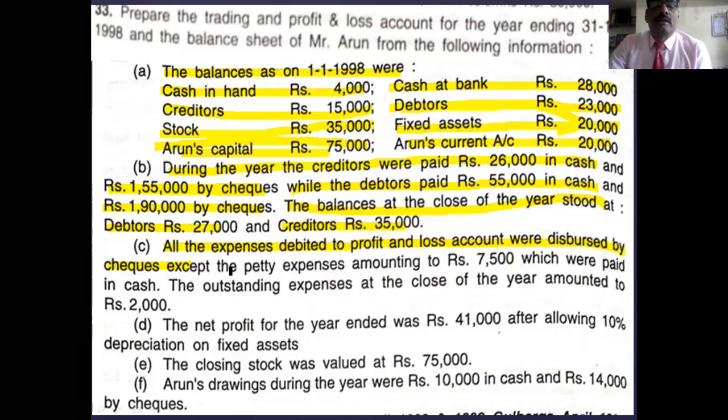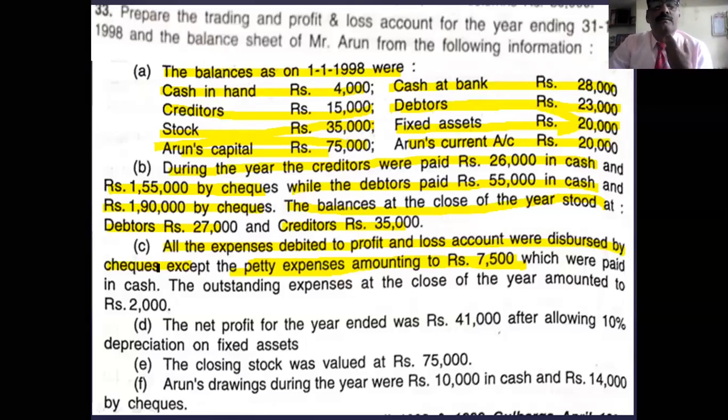Okay, except the petty cash expense 7,500. Except 7,500 petty cash, all the expenses you record in the bank account. And this 7,500 you record in the cash account. Petty cash expense payment you make by cash book. Okay, so this 7,500 you take in the cash account, credit side, by petty cash. Remember this, by petty cash.